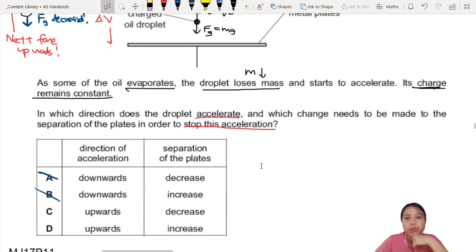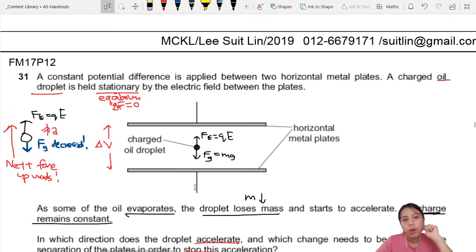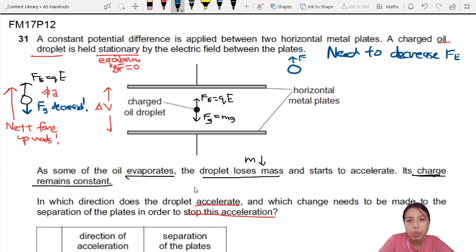Now, separation of the plates. What did they want us to do again? In which direction does the droplet accelerate? Okay, we did that. And what change needs to be made to the separation of the plates to stop this acceleration? Well, we have a problem here. If we want to stop acceleration, we need to decrease our electric force so that it can be balanced again. So electric force also becomes smaller, then you also balance the smaller gravitational force. So we need to decrease electric force, number one.